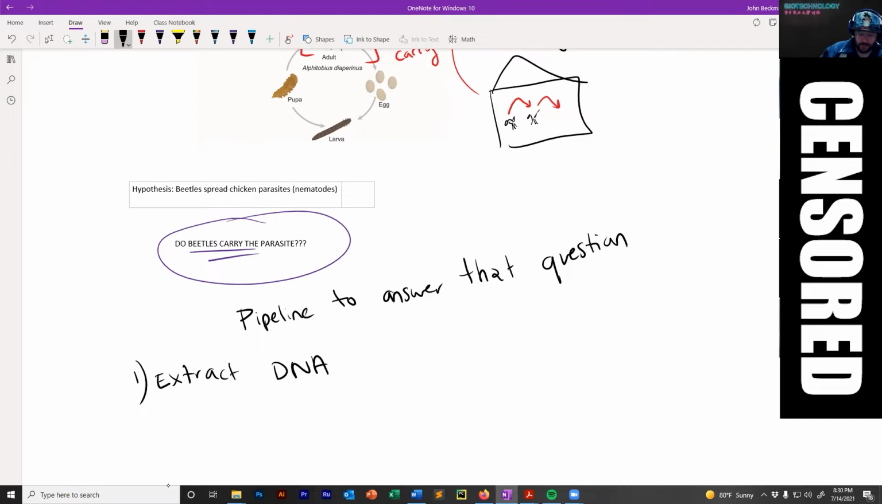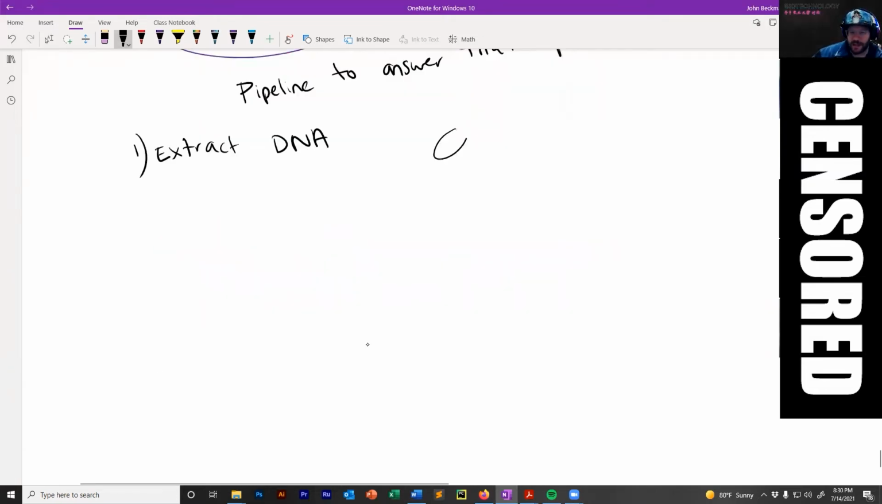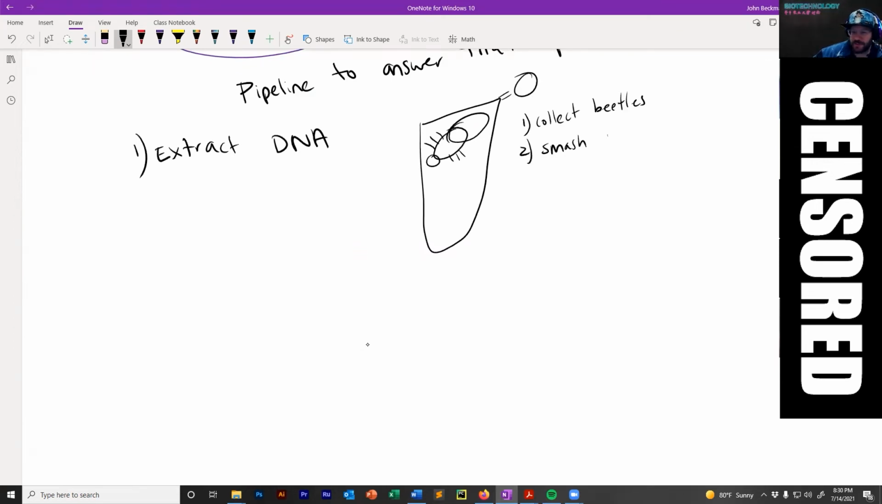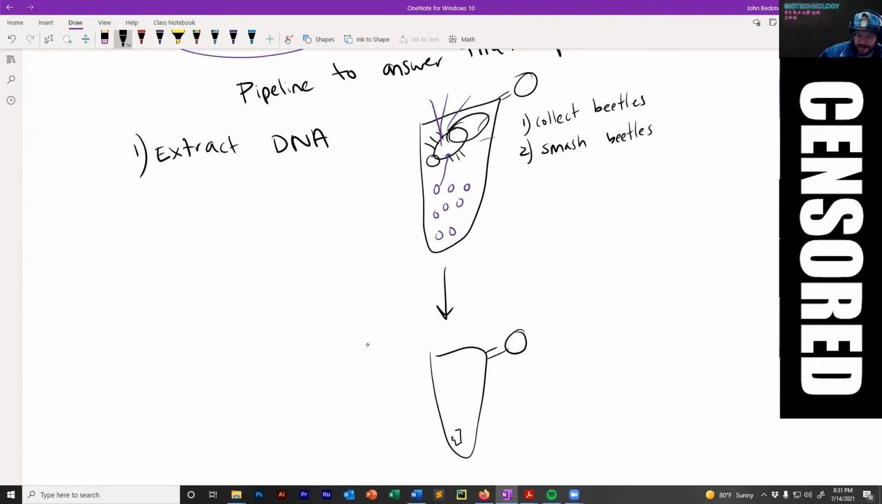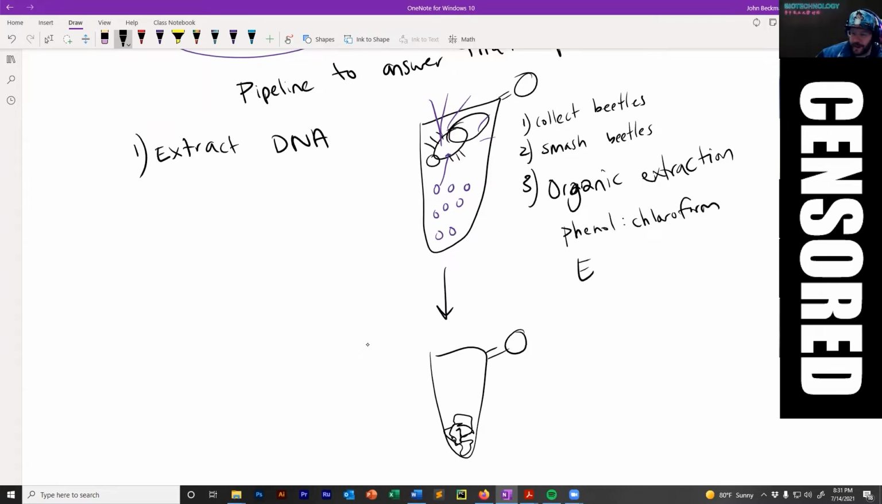Extract DNA. Okay, so typically you collect the beetles into a tube, collect the beetles, smash the beetles. We put glass beads in the tube, and you shake the tube, and the glass beads will smash the beetle, which yields some stuff. Okay, and then step 3 is an organic extraction. Usually for DNA, it involves phenol, chloroform, and ethanol precipitation. So that yields DNA. Okay.